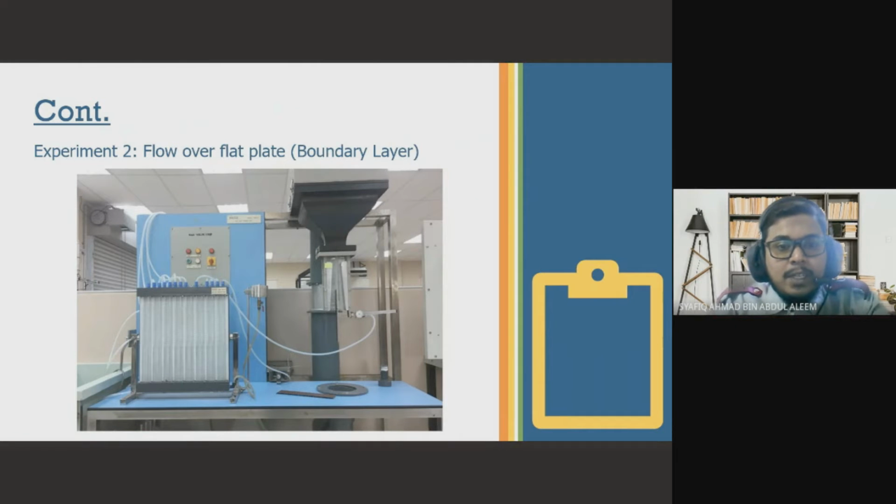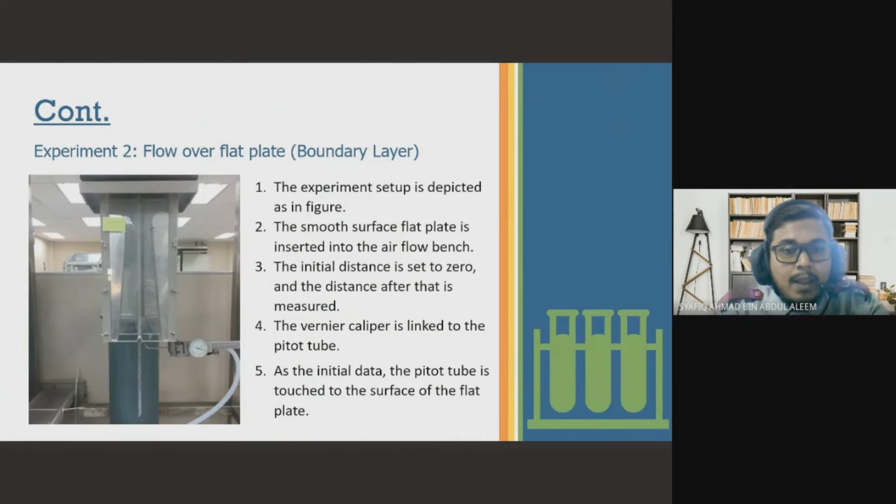Okay. Moving on into the second experiment, which is the flow over flat plate experiment, also known as boundary layer experiment. The technique includes the following steps. The first is the experiment setup as depicted in the figure. Second, the smooth surface with flat plate is inserted into the airflow bench. The initial distance is set to 0, and the distance after that is measured.